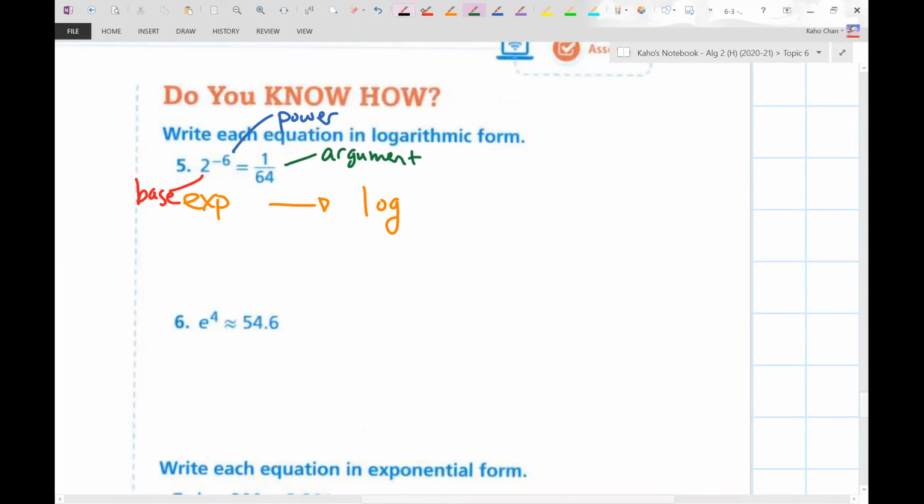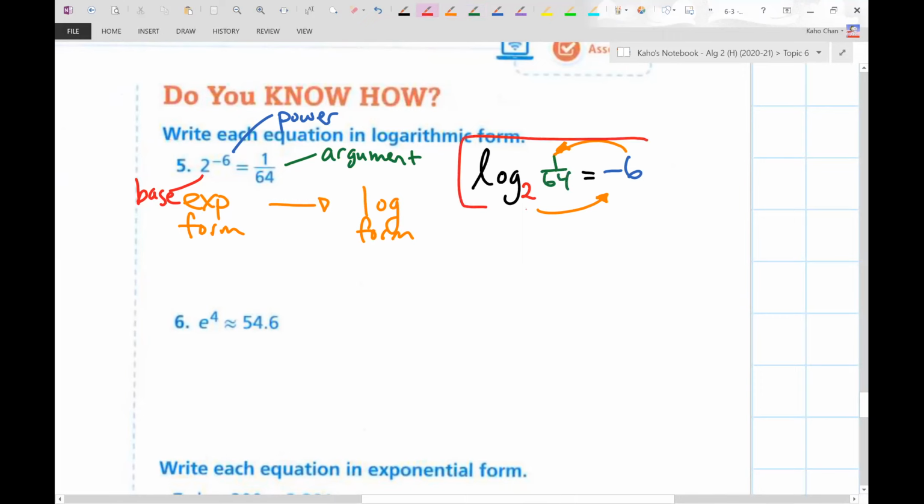When you convert to a logarithm, write down log and an equal sign. The base goes right here, log base 2, and the power, -6, goes to the other side. And it comes back and it equals the argument, 1/64. Yay, there it is. Not too bad, right?